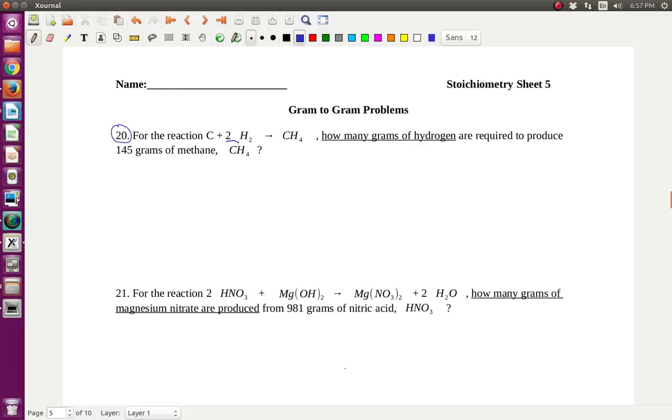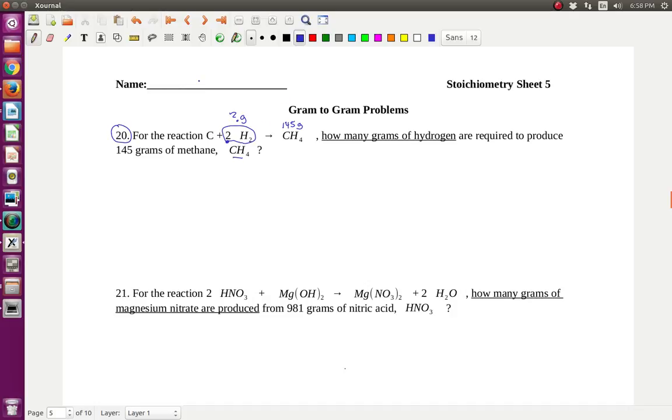Notice this is two H2s. So that's the coefficient 2 in front of the H2. It looks a little weird, but it's there. So how many grams of hydrogen, so that's this stuff, so I put a question mark and put grams, are required to produce 145 grams of methane. And I told you what methane was.